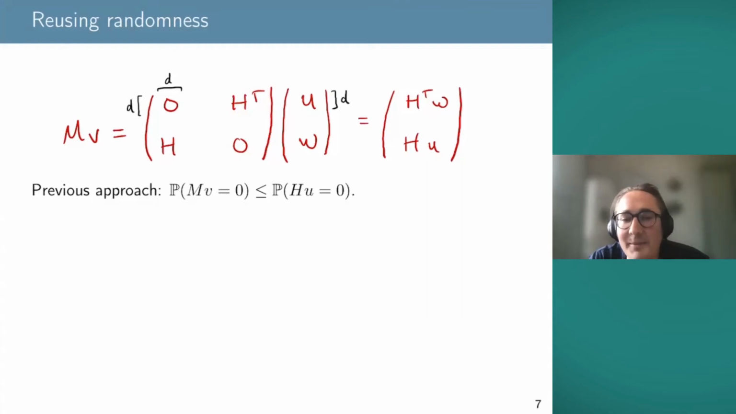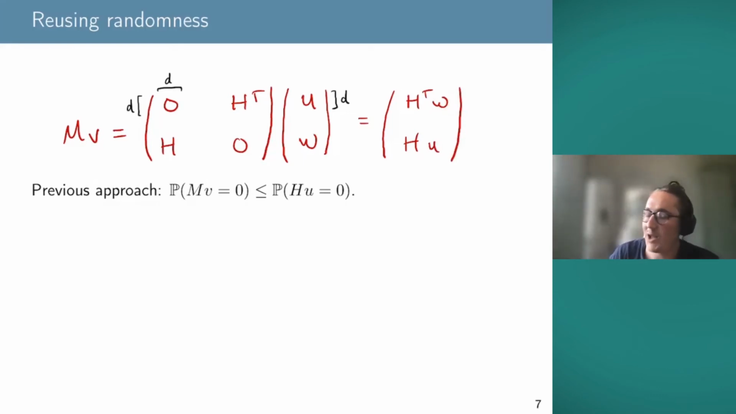The way we're going to do that is to condition on some pseudo-randomness condition on H and bound the probability that HU is 0 subject to this pseudo-randomness condition. And then up here, we're going to use randomness in W to try to bound the probability that H transpose W is 0, subject to H being pseudo-random. Let me say that again: we're going to use the randomness in H down here and the randomness in the vector upstairs. Okay, that's very vague. What do I mean by that?